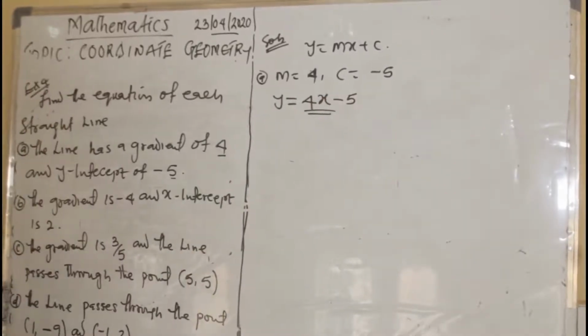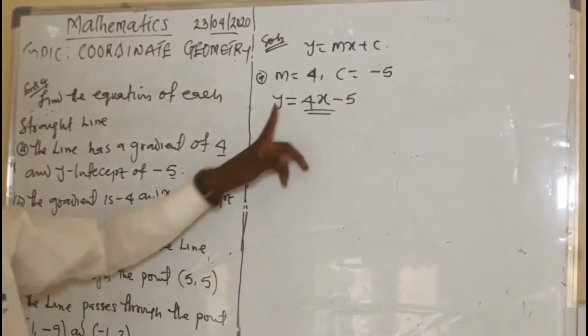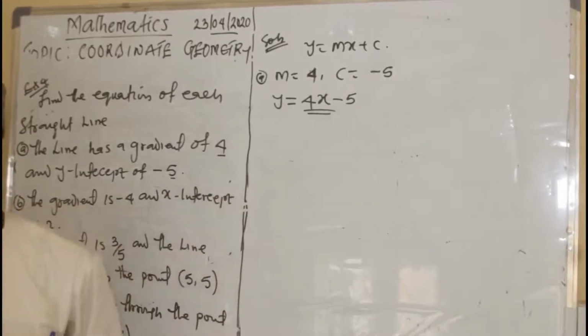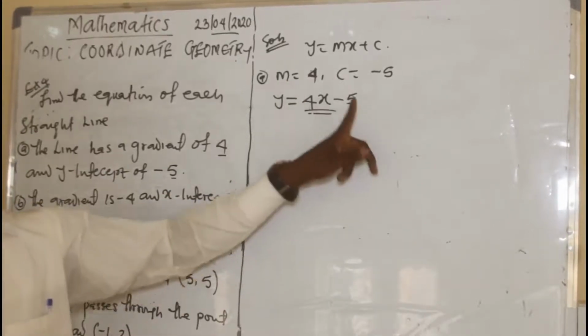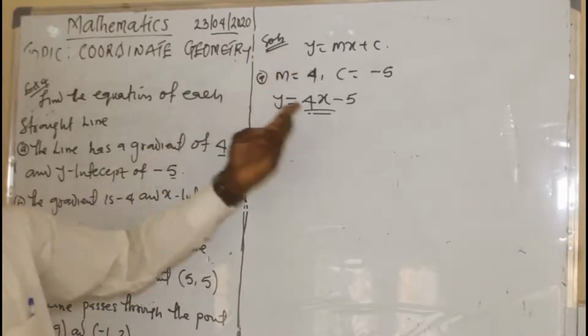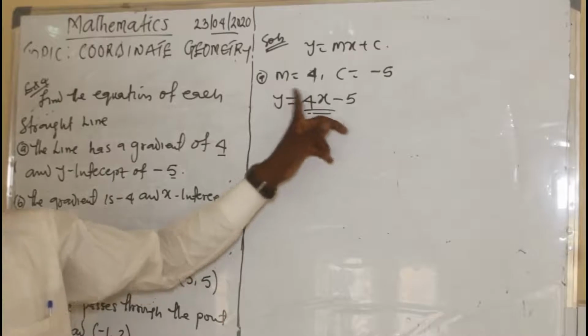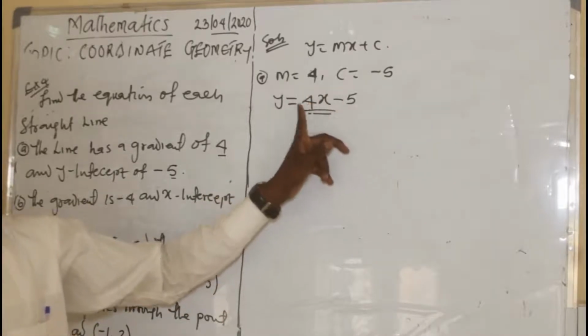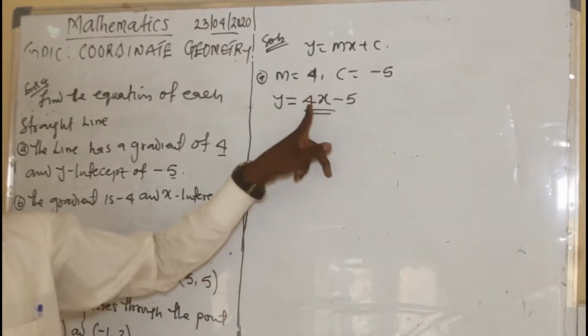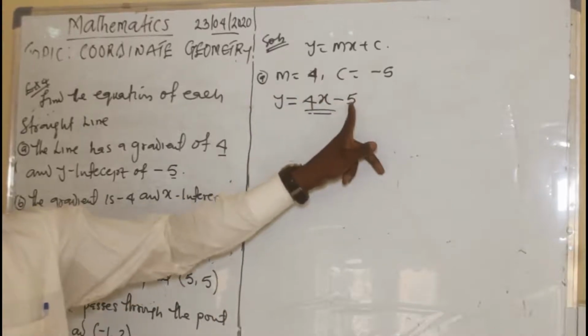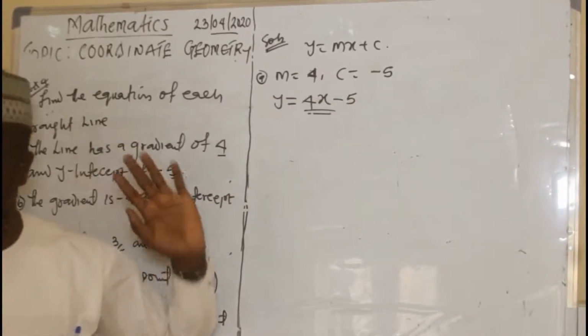Very simple. So there are some cases where they will give you the equation, and they will not ask you to find m and to find c. Had it been they gave you the equation like this, and the question said, what is the gradient? The gradient is simply 4. What is the y-intercept? Minus 5. I hope you understand the case.